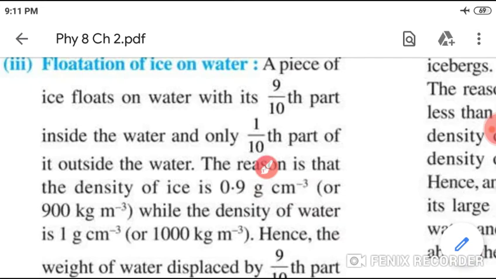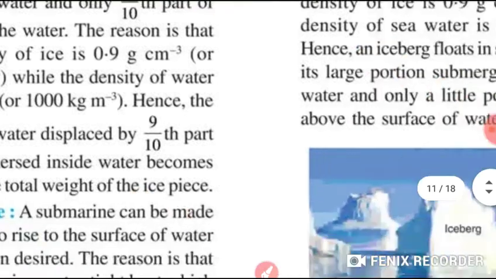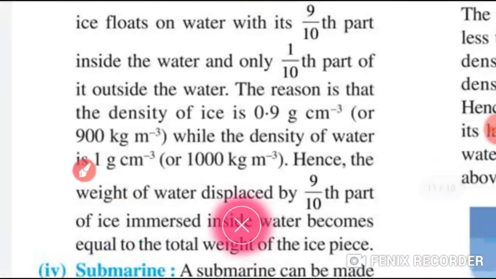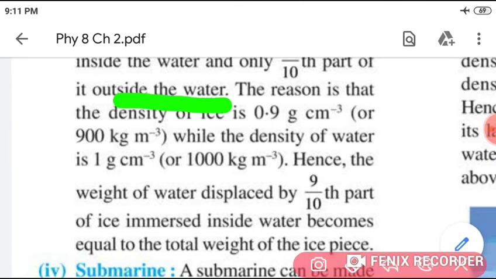It's 9 by 10th part inside the water, and only how much? Only 1/10 part of it is outside the water. What is the reason behind that, students?